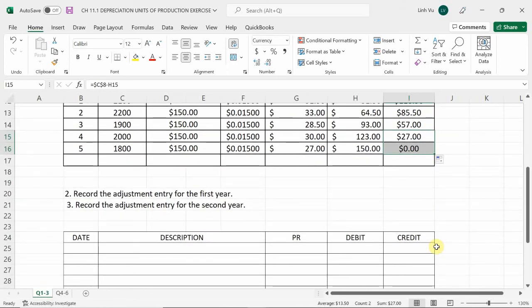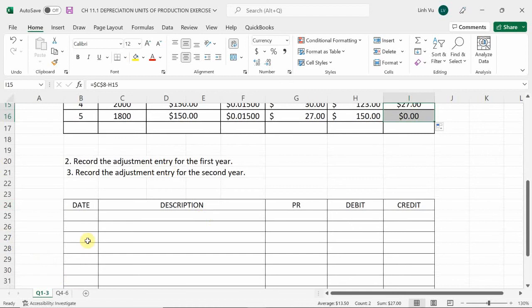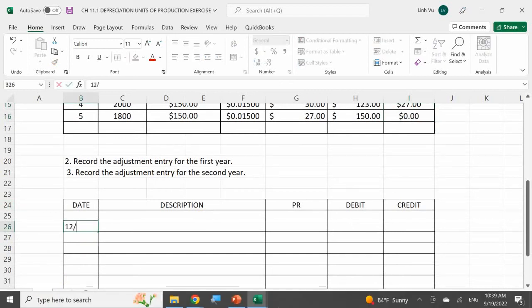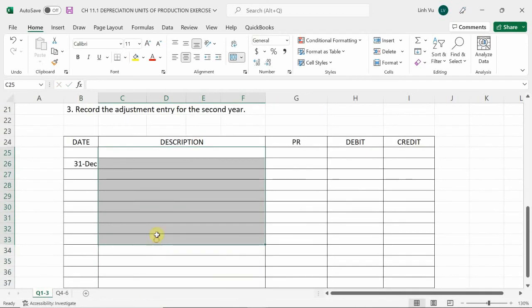Okay? So for questions 2 and 3, we're going to journalize it. We're going to do our adjustment entry for the first and second year. So first year of my depreciation, how do I journalize my transaction as of December 31st? You would debit depreciation expense. Good. And that would be for $31.50. Correct.